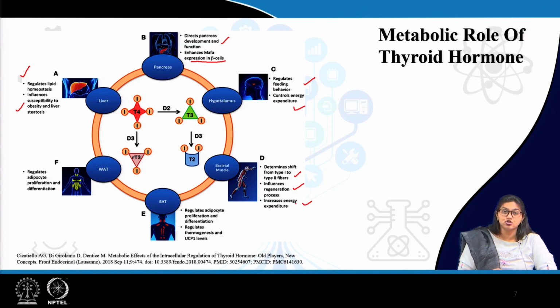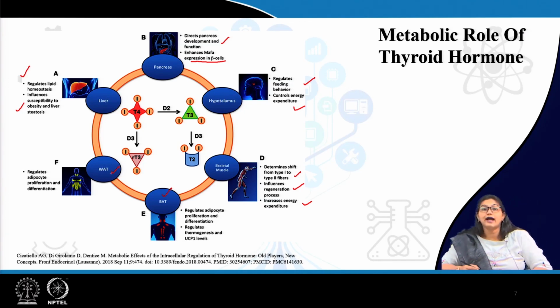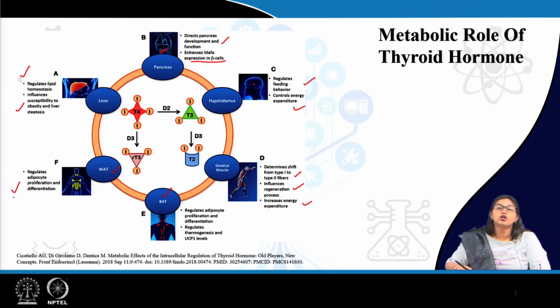Then in adipose tissue, BAT stands for brown adipose tissue, WAT stands for white adipose tissue. Remember, in adults the majority of the adipose tissue is basically white adipose tissue, whereas a very small amount, around 1%, is brown adipose tissue, which is scattered in white adipose tissue colonies. Now, in white adipose tissue, thyroid hormone regulates their proliferation. Brown adipose tissues are very important in neonates and different hibernating animals.